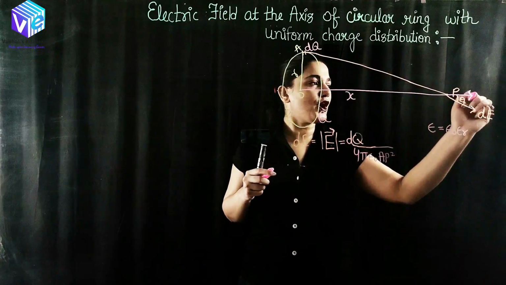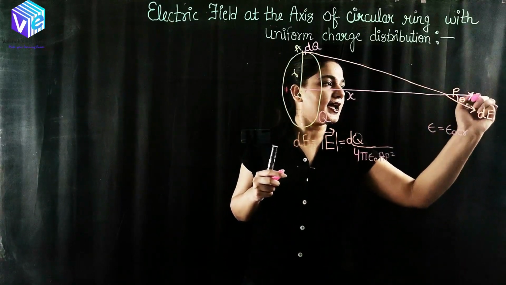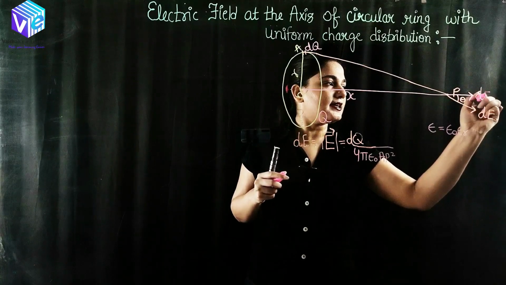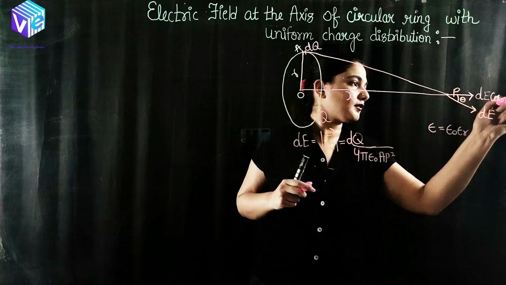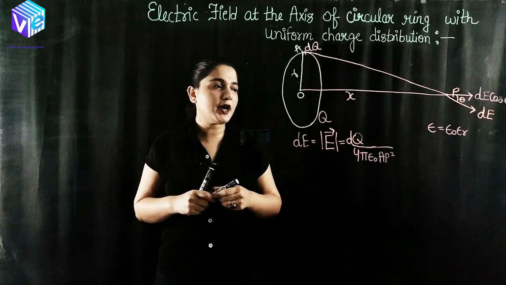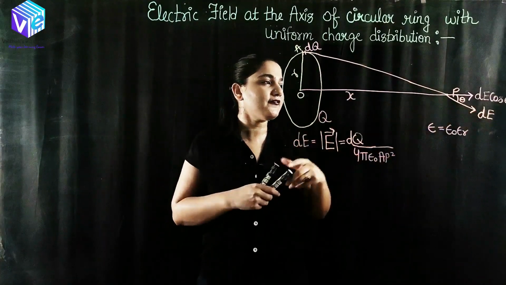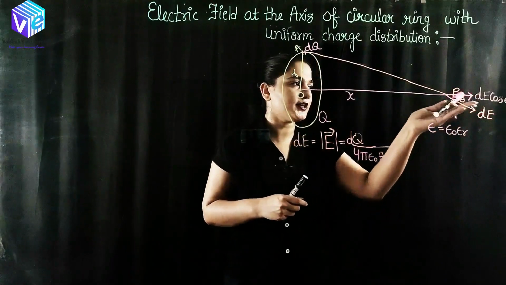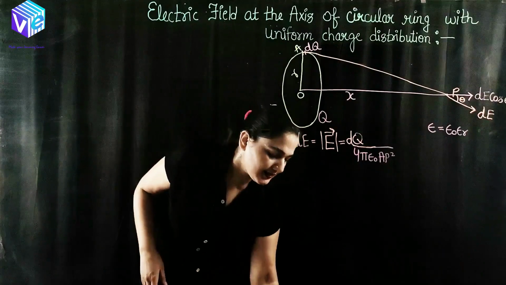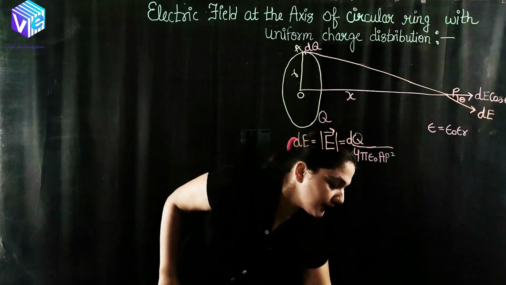So what will be this component? Here this line is represented by dE cos theta. I hope now you know how I have made this projection of this field on this line. So it is dE cos theta. It is really simple. I hope now you know it.